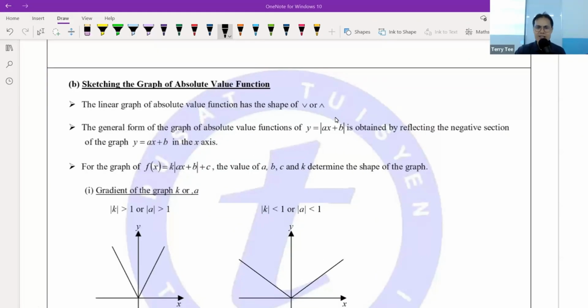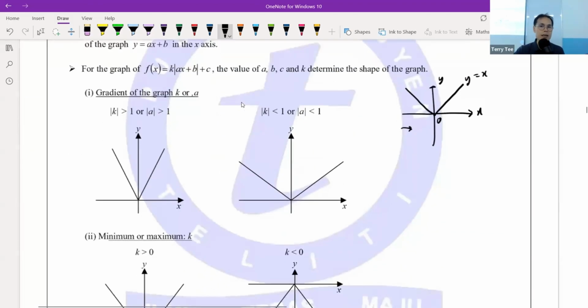Before you sketch a graph, let me briefly explain the modulus graph, because most of you already know a modulus graph can be a V shape or an upside down V. Most of the time we draw a V shape, because normally if this is y equals x, the moment you take the modulus, you only take the positive value. So whichever part of the graph falls below is flipped up. It becomes positive, so generally it has a V shape.